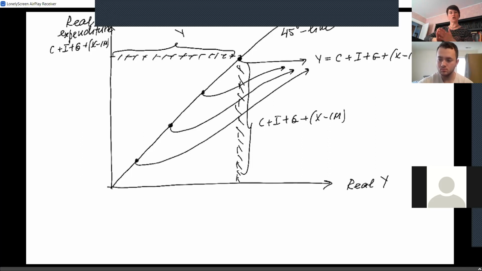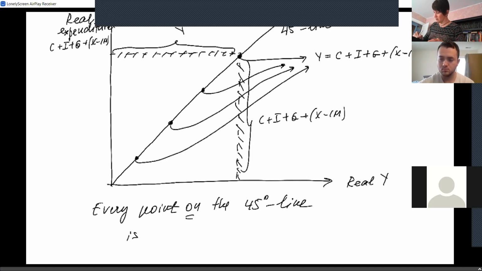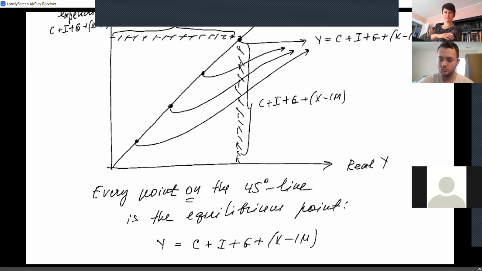Every point along the 45, okay, I'm going to write it down. Every point on the 45-degree line is the equilibrium, the equilibrium point where total output is matched by total demand, okay?